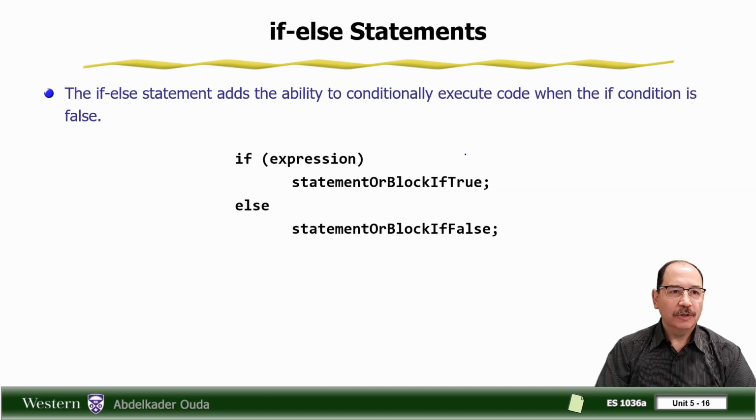Let us now talk about the if-else statement. The if-else statement adds the ability to execute a statement when the expression is false. Here is the general format for the if-else statement. It says if this expression is true, then execute this statement, ignore the second one, and continue the execution for the rest of the program. However, if this expression is false, skip the first statement and execute the statement after else, and then continue the execution here.